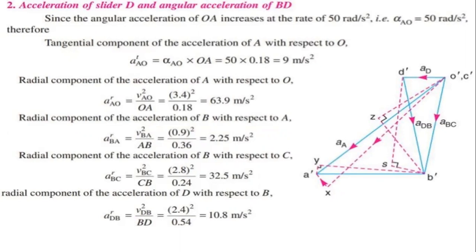So, since the angular acceleration of OA increases at the rate of 50 radians per second square. In the question they have given this value, 50 radians per second square, that is, angular acceleration of AO is equal to 50 radians per second square.